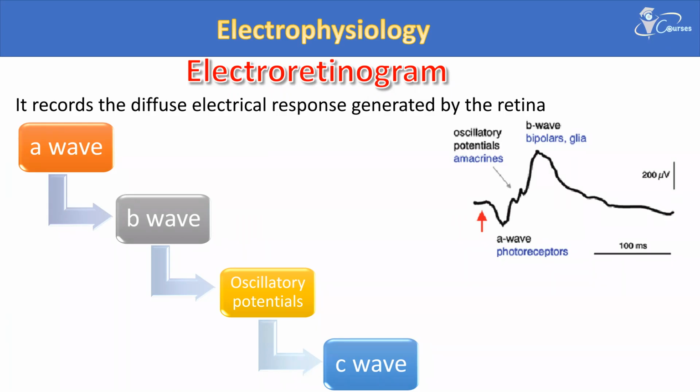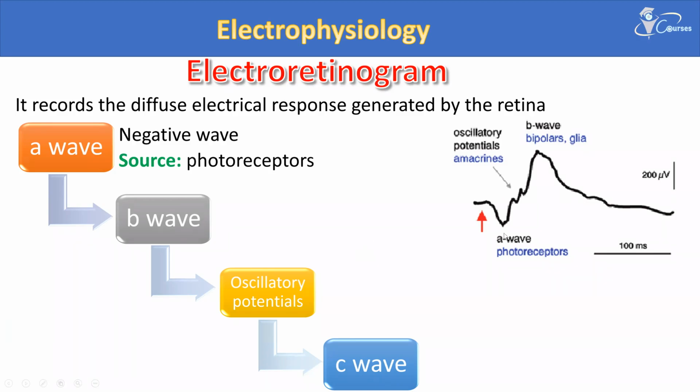It will be divided into different waves. The first wave is called the A wave, then the B wave, and there are some small wavelets on the ascending limb of the B wave called the oscillatory potentials. Sometimes there could be another wave called the C wave, but it is not very common to see it. So the main waves here are the A wave and the B wave. It's important to know the source of each one.